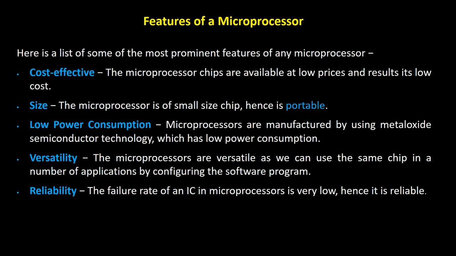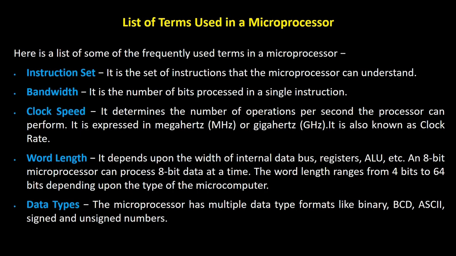Hence, microprocessors are an incredible invention that have transformed the world of technology. Their cost-effectiveness, small size, low power consumption, versatility, and reliability make them an ideal component for a wide range of devices. So now that we understand how microprocessors have evolved into the core of modern technology, the terminology associated with them can be confusing. Here are 5 frequently used terms and what they mean.